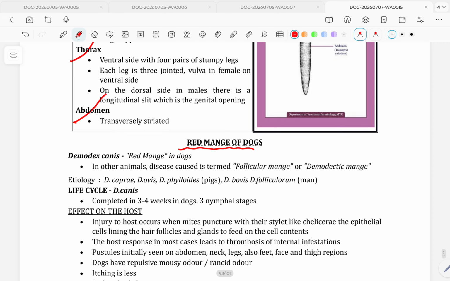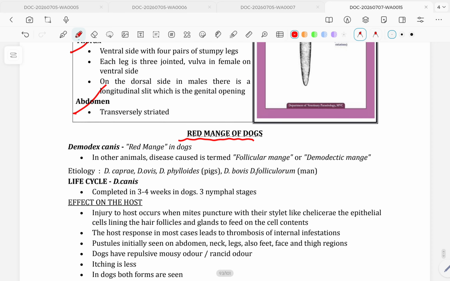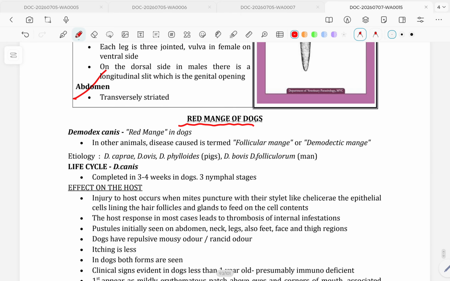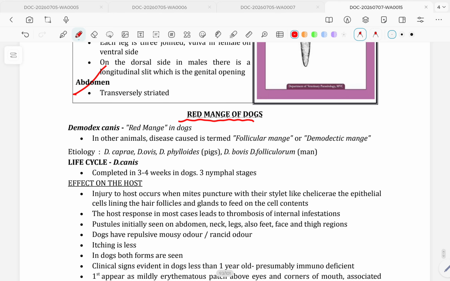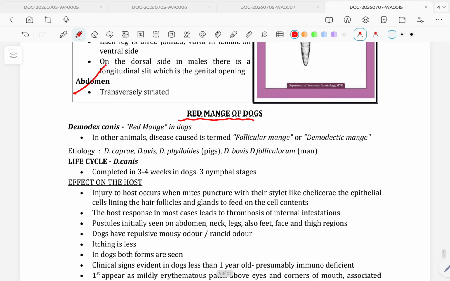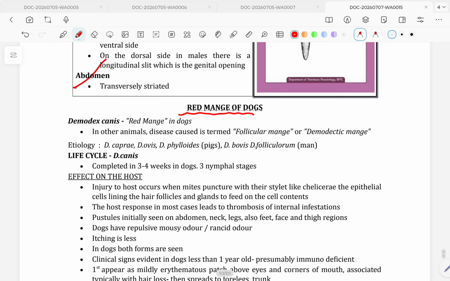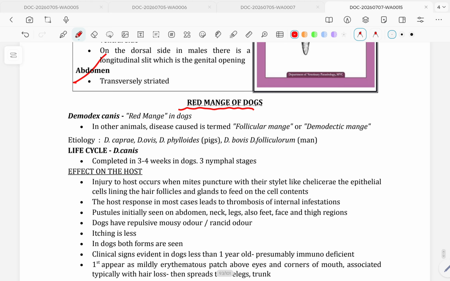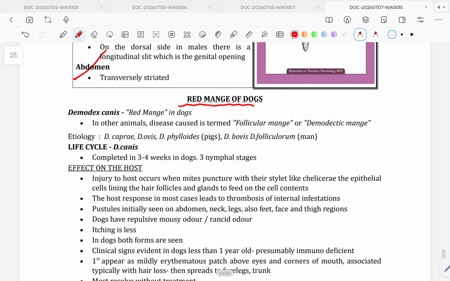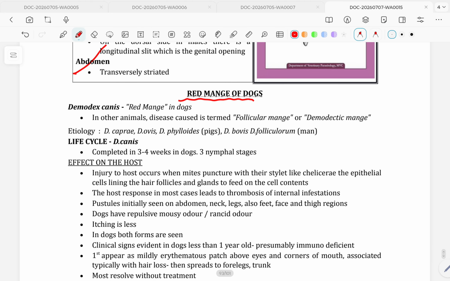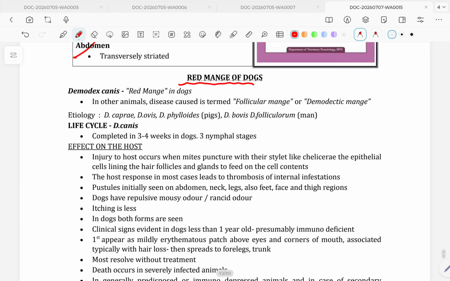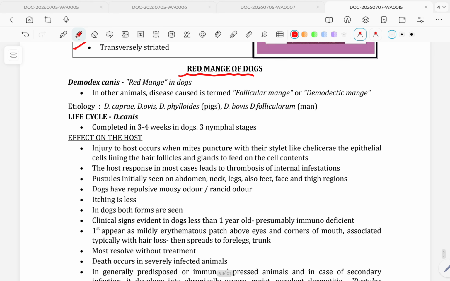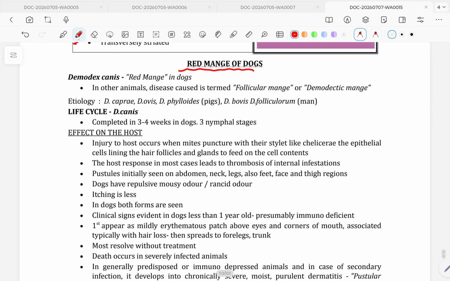Red mange of dogs, Demodex canis. In other animals the disease caused is termed follicular mange or demodectic mange. Etiology: D. caprae, D. ovis, D. phylloides in pigs, D. bovis, D. folliculorum in man. Life cycle: D. canis is complete in 3-4 weeks in the dog, with 3 nymphal stages.